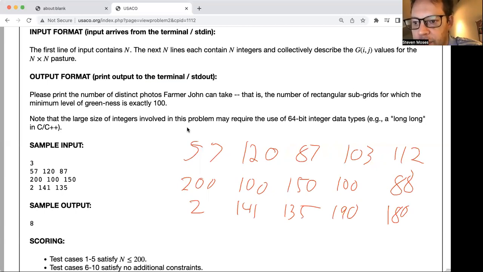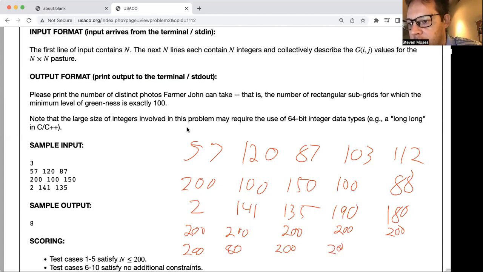Let's do 200. I'm gonna just make these easy. 200, 200, 200, 200, and then 200, 80, 200, 200, 200.